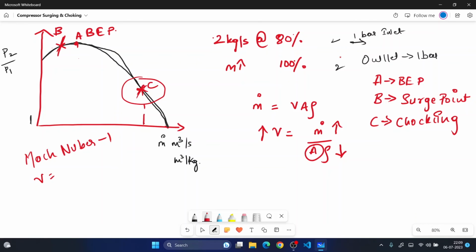Even if you open the valve from 80% to 100%, the compressor will run entirely, no issues, but it will reach a very high velocity, which has to be considered, because when we increase the velocity, all the piping and the pressure vessels have to withstand the impact of that velocity. That is why it has to operate well below this choking point. So choking is a phenomenon where the velocity of the gas may reach Mach number 1.